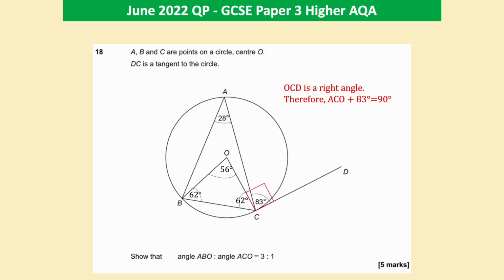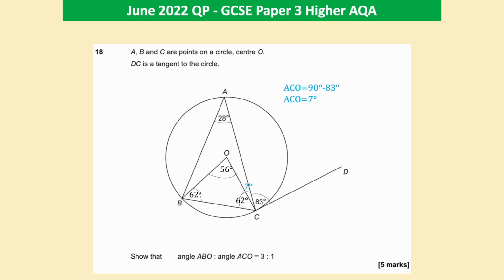Now the next angle we can determine are those at ABO and ACO. To work out ACO, we see that the tangent DC and the radius OC are at right angles to one another, and so the angle 83 plus angle ACO will be equal to 90 degrees, meaning that the angle ACO is 7 degrees, as 90 minus 83 is 7. And in terms of our ratio, ACO is 1, and so that's 7 degrees.